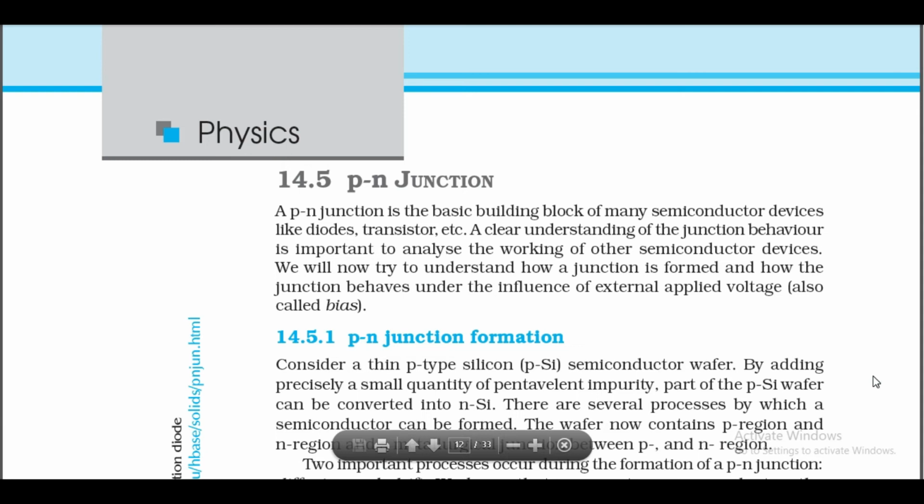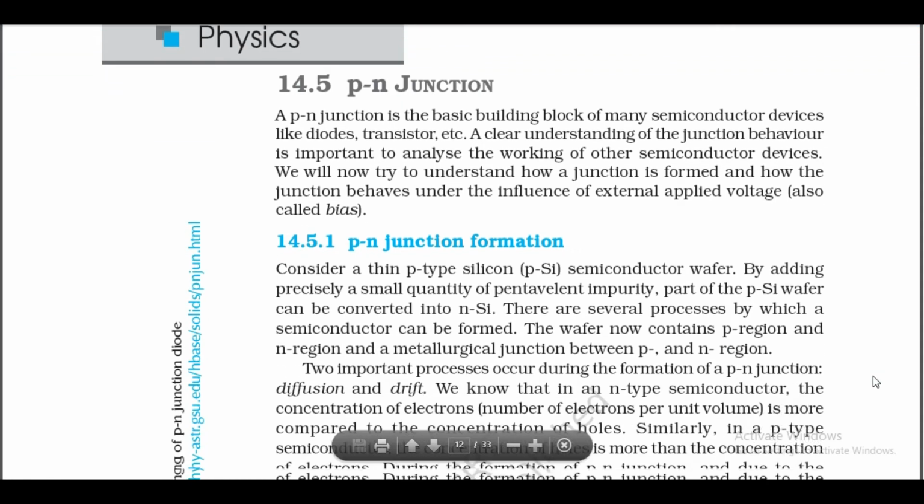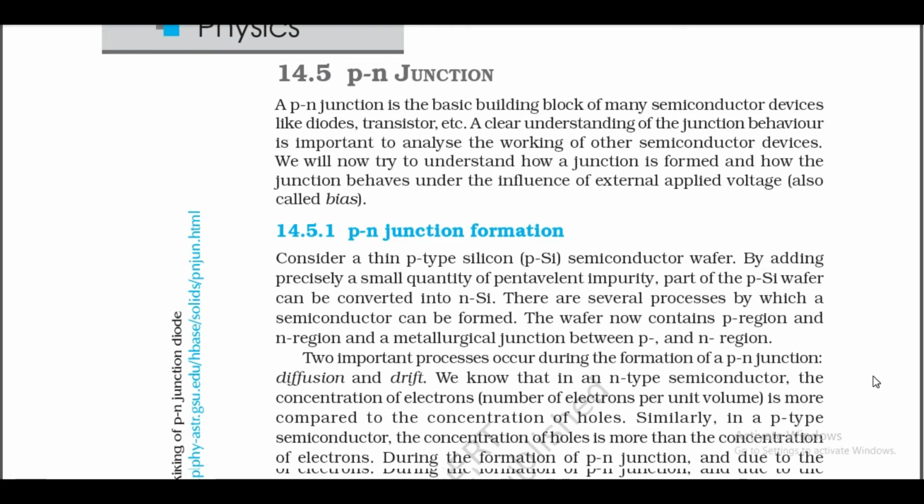14.5 PN junction. A PN junction is the basic building block of many semiconductor devices like diodes, transistors, etc. A clear understanding of the junction behavior is important to analyze the working of other semiconductor devices. We will now try to understand how a junction is formed and how the junction behaves under the influence of an external applied voltage, also called bias.